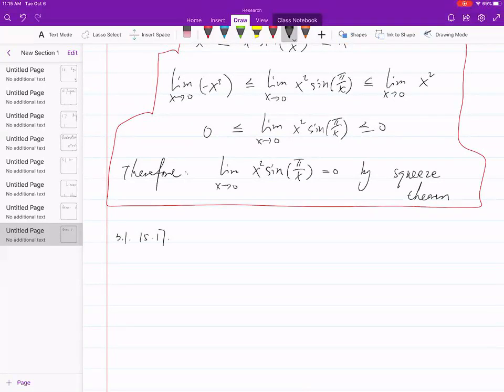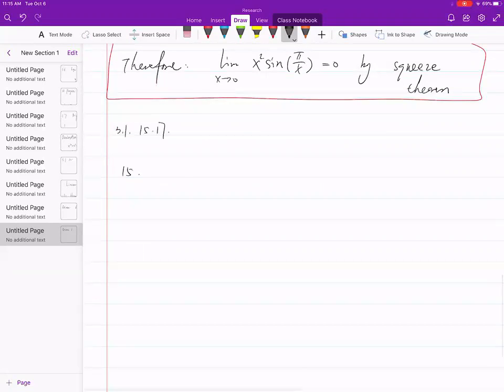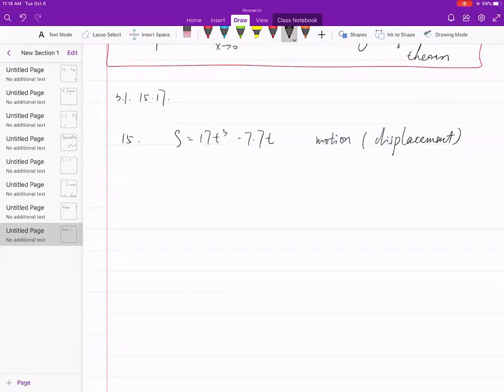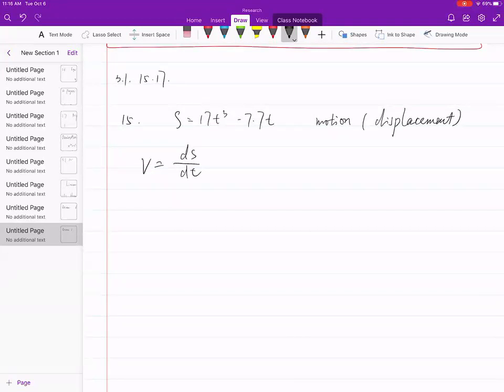The equation of the motion, the velocity and acceleration of this, the acceleration after 3 seconds, acceleration when the velocity is 0. Okay, 15. This is the motion. When they say motion, it basically means s is the displacement, or let's say distance, however you want to call it. Which also tells you that the velocity is the derivative with respect to t of your displacement, and your acceleration is the derivative of your velocity with respect to time. Is that okay? Now just take the derivative.